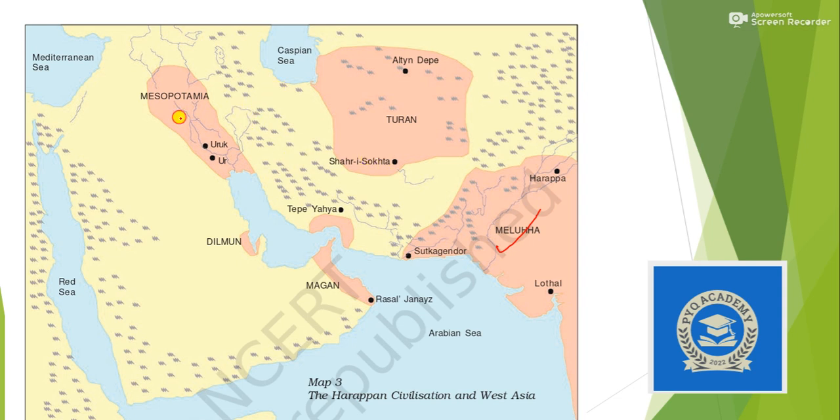Okay, next, so this is a map of the people of Harappan civilization having some connection with the Mesopotamian civilization. Okay, and Meluha is a name given for the people of the Indus Valley civilization by the Mesopotamians, and Dilmun is for Bahrain, and Magan is for Oman.